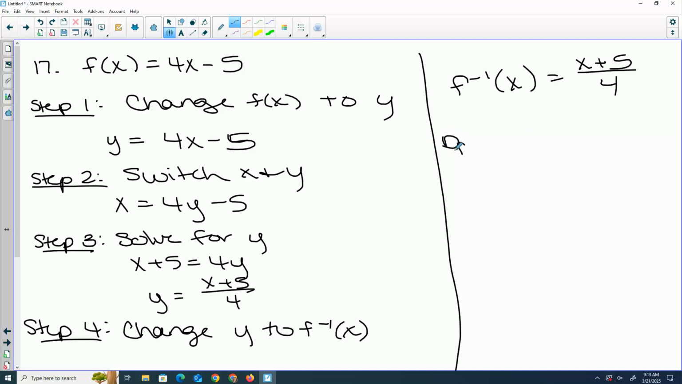Domains and ranges. Because x and y flip, the domain of the original is the y of the inverse, and the y of the original is the x of the inverse. If you look at your original, things we think about with domains: if it's a square root, it has to be positive underneath. If it's a fraction, the bottom can't be 0. When I look at this, I don't have a square root and I don't have a fraction. So what's my domain?